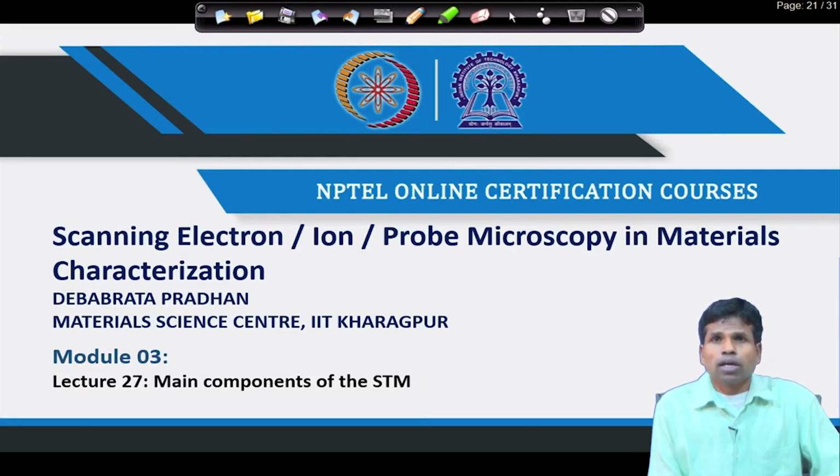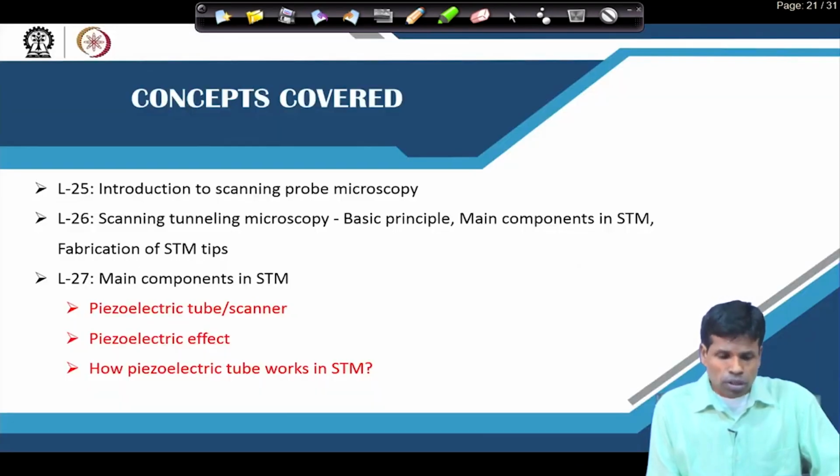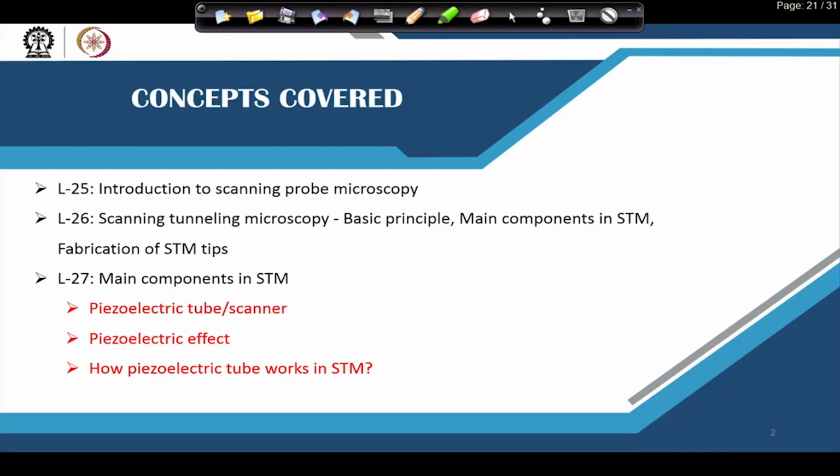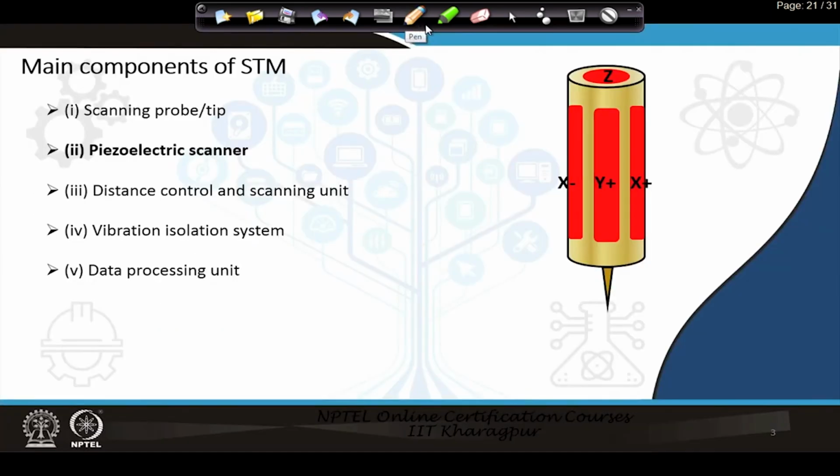microscope. Today, we will go to some other parts of the scanning tunneling microscope, particularly the piezoelectric tube or piezoelectric scanner, and I will also introduce what the piezoelectric effect is and how a piezoelectric tube works in an STM. So, these are the main parts. We have the scanning probe and tip that we have already discussed. The second important part is the piezoelectric scanner that allows the tip to scan in the XYZ direction on the specimen surface. Then we have other units such as distance control or scanning unit, vibration isolation system, and data processing unit.